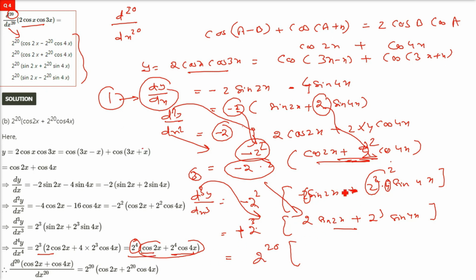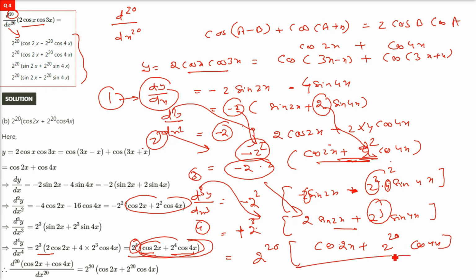was d2y by dx2. What was there? It was cos 2x plus cos 4x inside. So this is cos 2x with 2 to the power 20, plus cos 4x with 2 to the power 20, right? 2 to the power 20. So this is the answer. Your second option is correct. This is just a pattern kind of question, but the trigonometric identity is very important.